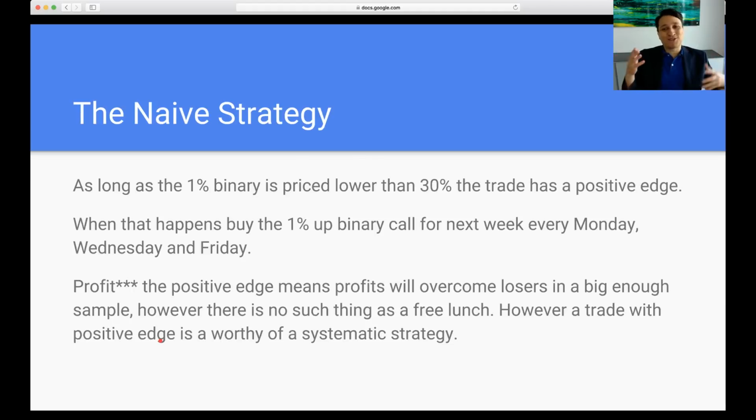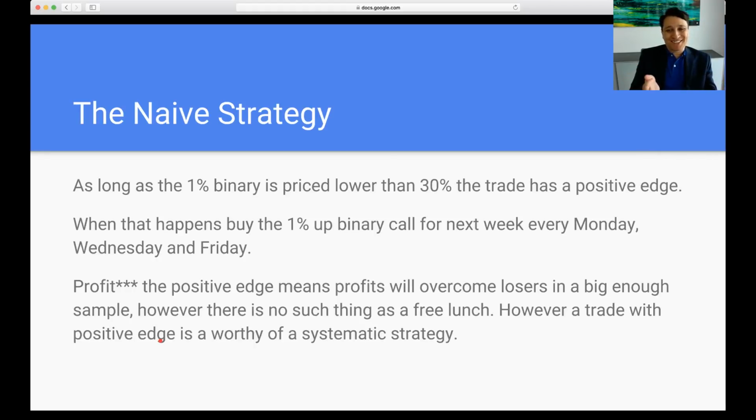Why those days? Because those are the days that options in SPX trade. If we could have SPX options trading all the time, then I would take this trade all the time. But the trade is only taken on these days because that's when they are available to me. So we do that every Monday, Wednesday, and Friday. We buy the 1% binary up, and we profit.